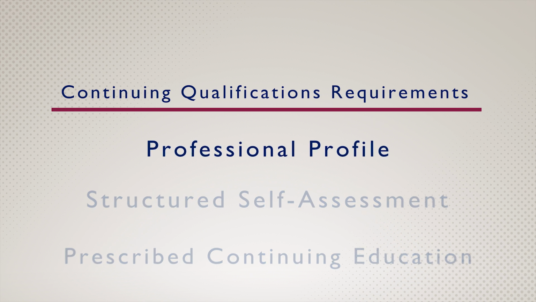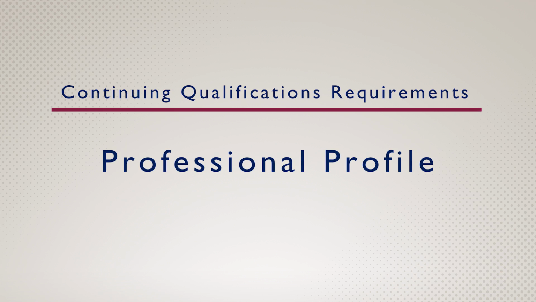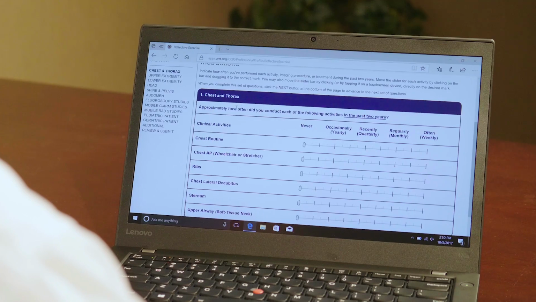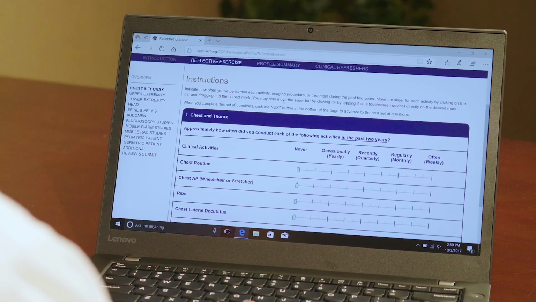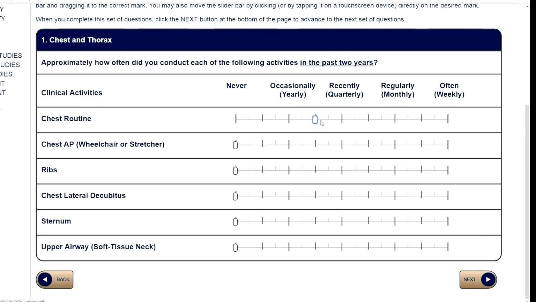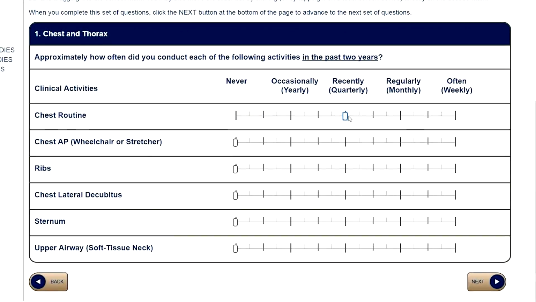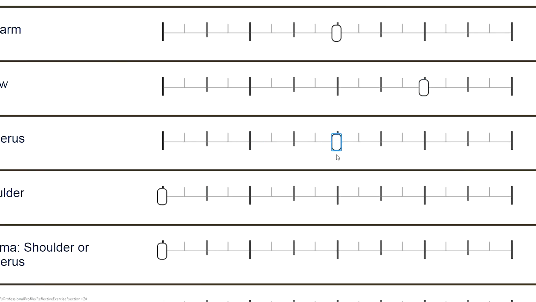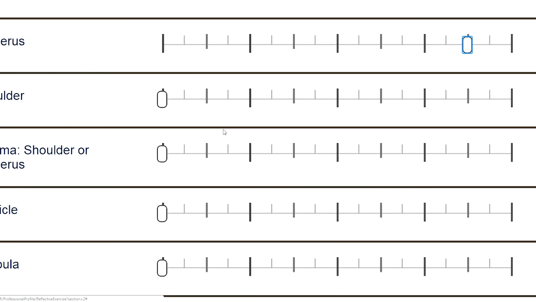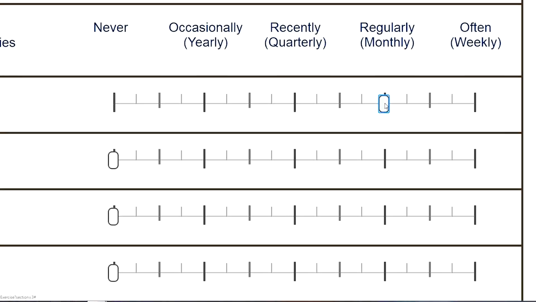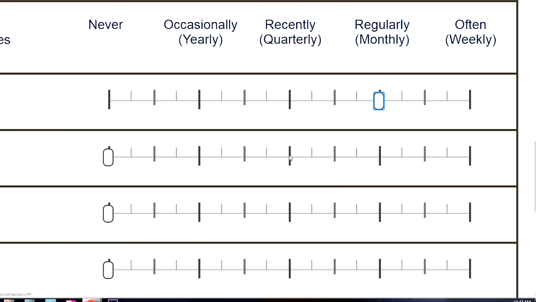Your first step is to complete a professional profile. Don't worry, you don't have to prepare anything. You'll simply answer questions about how often you perform clinical activities that are common to your discipline. Use the slider bar to indicate frequency. You can click on the slider and hold while you drag it to the correct location on the frequency bar, or simply click directly on the spot in the frequency bar that best represents your response.